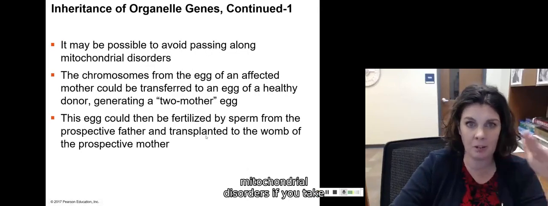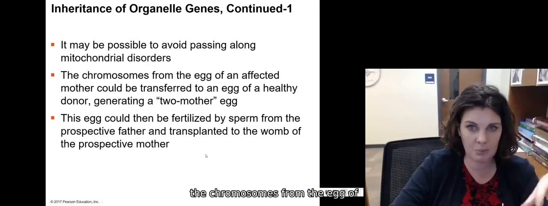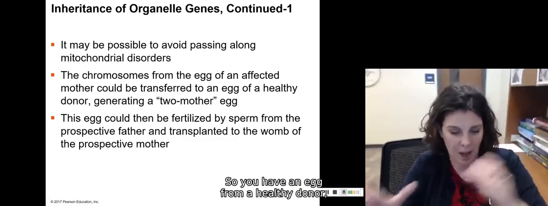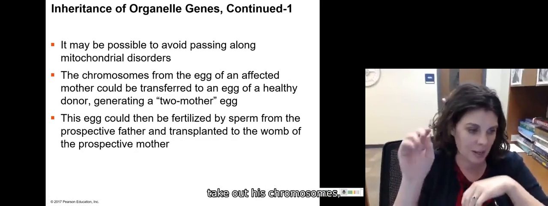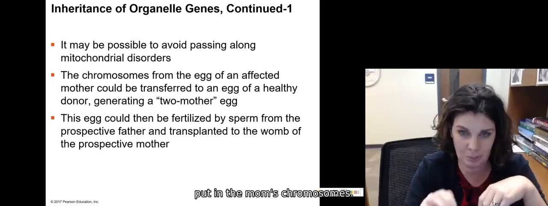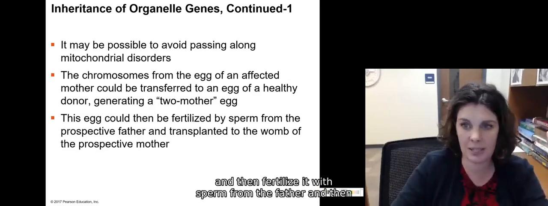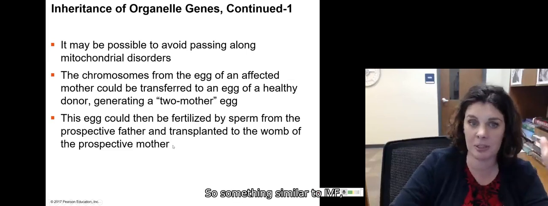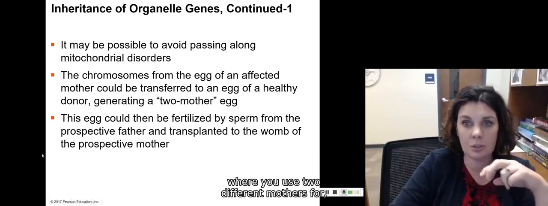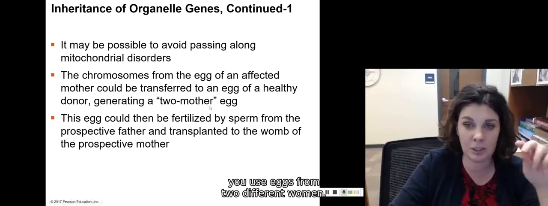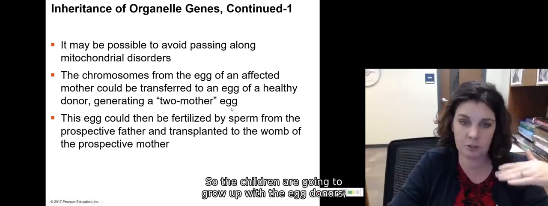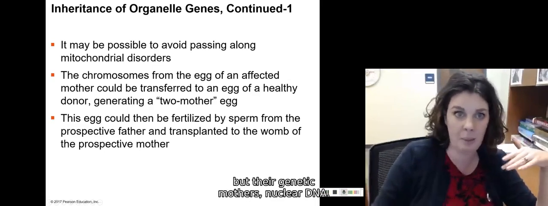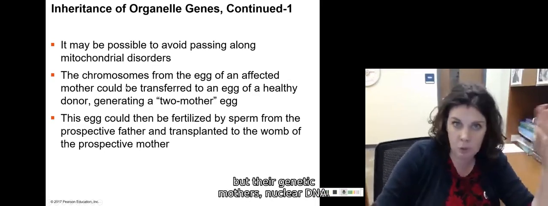It could be possible to avoid passing along mitochondrial disorders if you take the chromosomes from the egg of an affected mother and put them into the egg of a healthy donor. So you have an egg from a healthy donor, take out its chromosomes, put in the chromosomes of the mom who wants to be the mom, and then fertilize it with sperm from the father, and then transplant that back into the prospective mother. So it's something similar to IVF, where you use eggs from two different women. So the children are going to grow up with the egg donor's mitochondrial DNA, but their genetic mother's nuclear DNA.